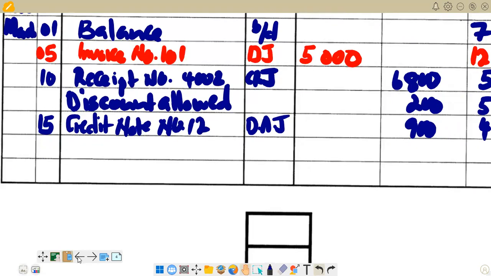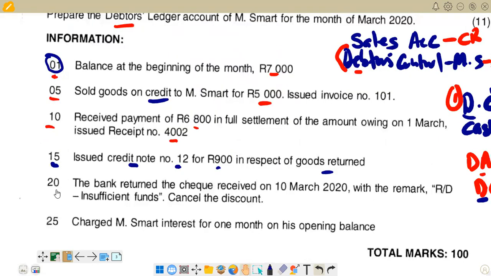We are coming from the 15th, so we are going to the 20th. We are now on 20. The bank returned the check received on 10 March 2020 with the remark RD, which means refer to drawer, which is a specification of insufficient funds. Cancel the discount. So the check on the 10th is this one of 6,800. But on this 6,800, there is a discount that we calculated there, which was 200.